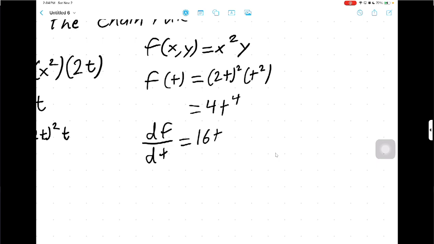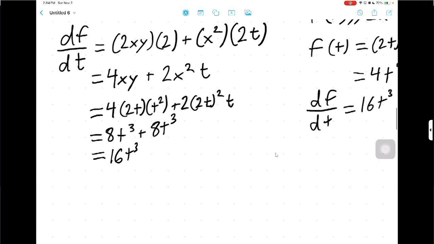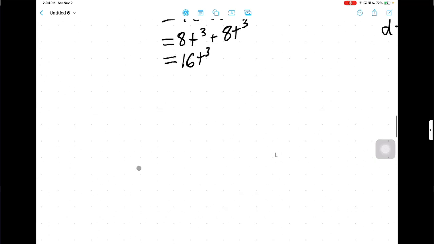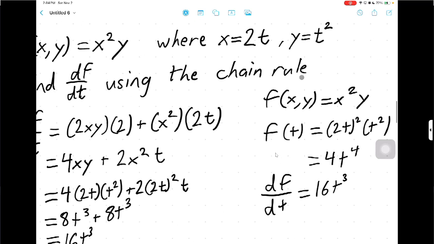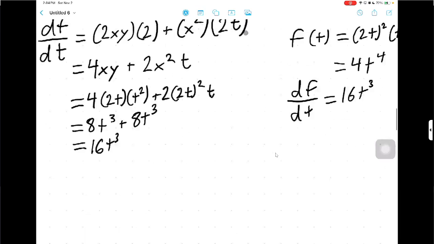would become 16t cubed, which checks out with the answer we got over here. Though sometimes you just straight up cannot do this. Because here I gave easy functions and another easy function to work with, so it works here, but sometimes you just straight up can't.